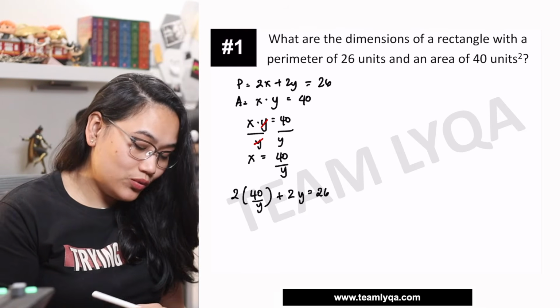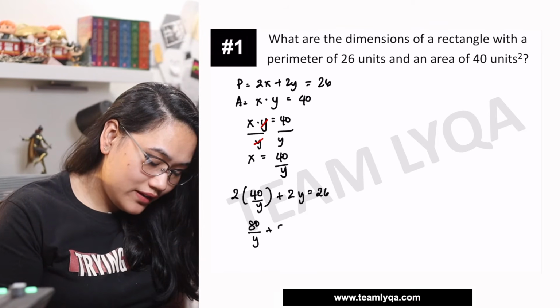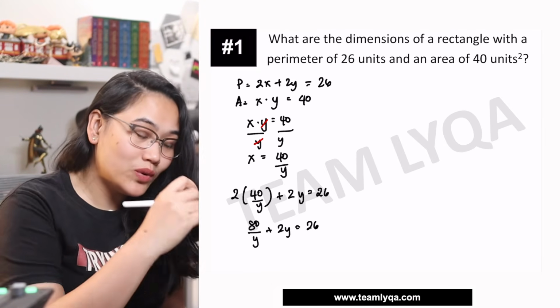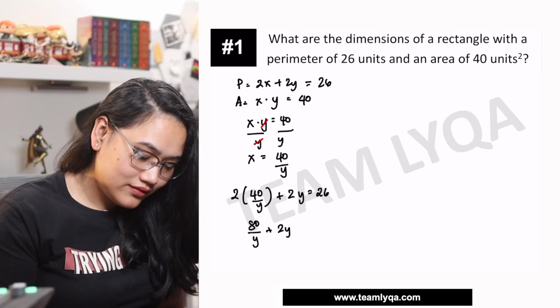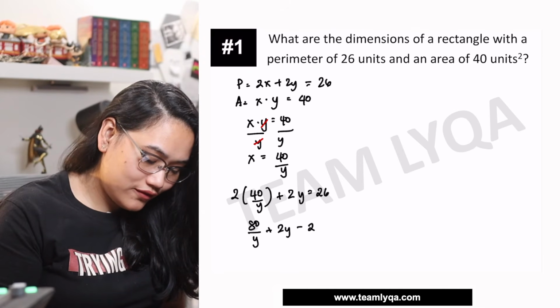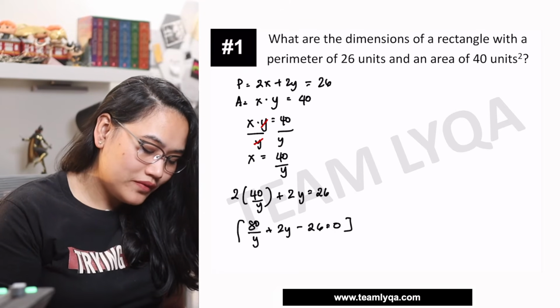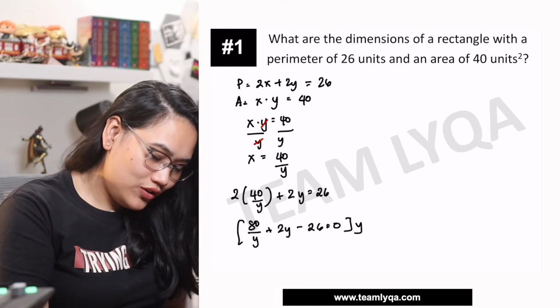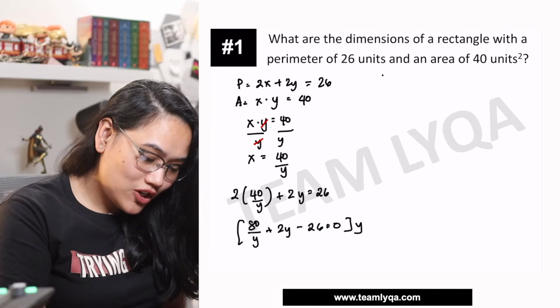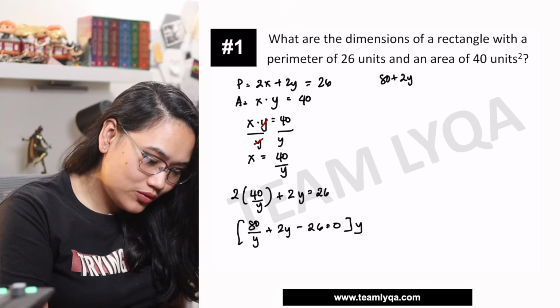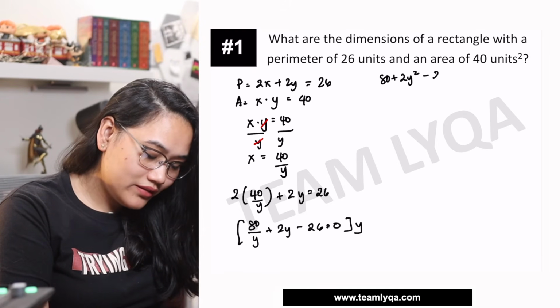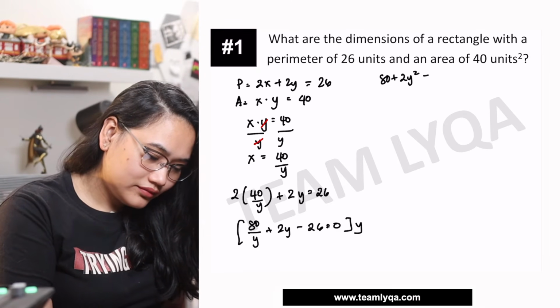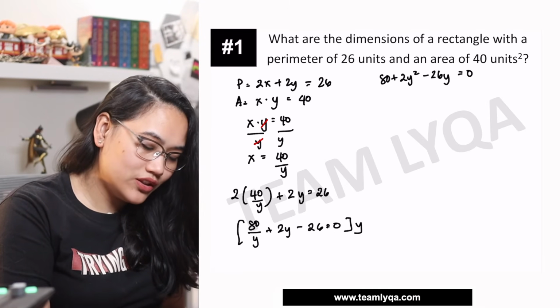So again, multiply natin yung 2 sa 40, you have 80 over y, plus 2y is equal to 26. Or, again, pwede natin ilipat yung 26 sa kabilang side na agad-agad. So, we can just write negative or minus 26 is equal to 0. Multiply the entire thing by y para mawala yung fraction. So, now you will be left with the equation na 80 plus 2y squared minus 26y, is equal to 0.